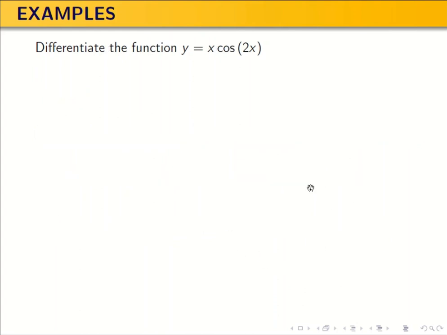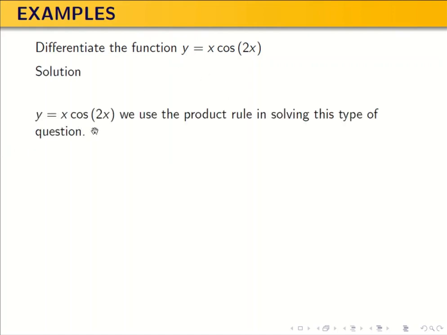Let's continue. Differentiate the function y equals x cos 2x. Now, seeing x, then cos 2x here, it means I have what? A product rule to deal with. So from the product rule, if I have y equals x cos 2x, we use the product rule in solving this type of question. So from the product rule, what do we say? You keep the second one, you differentiate the first term. Okay, and that becomes what?